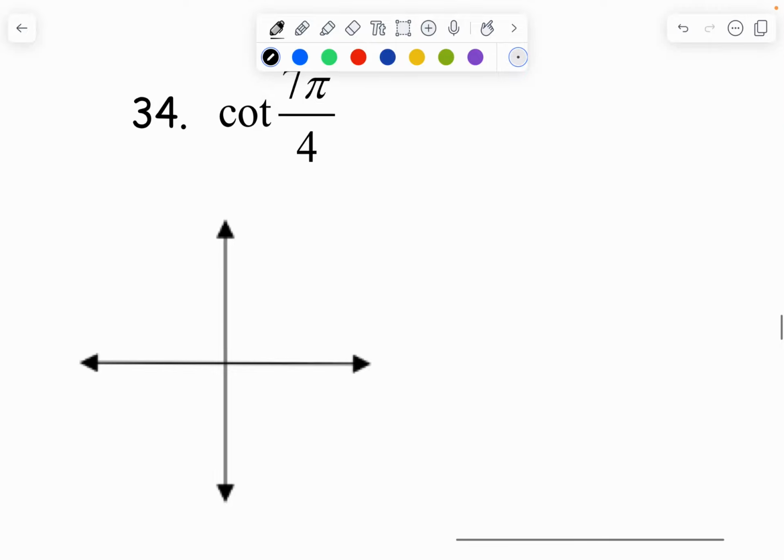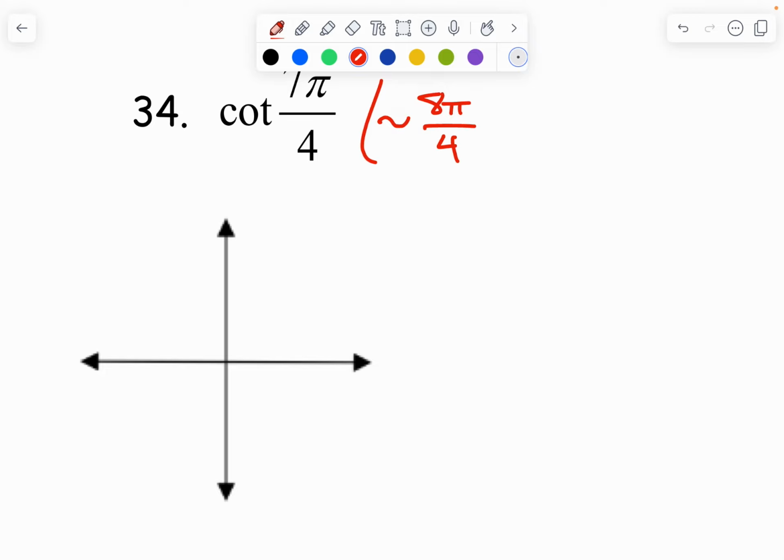34, we're looking for the cotangent of 7 pi over 4. Now, what I want you to see is that this is almost 8 pi over 4, which is 2 pi, which is almost a full circle. It's going to be 1/8 of a turn less than a full circle. It's going to be down here in quadrant 4.